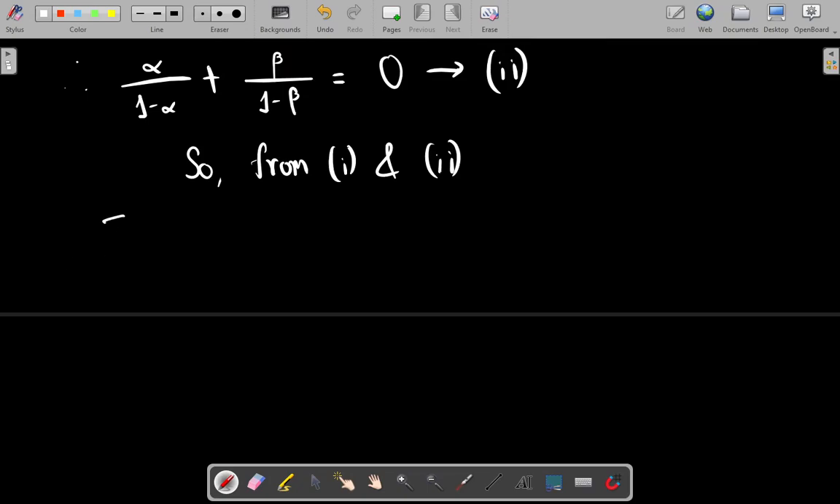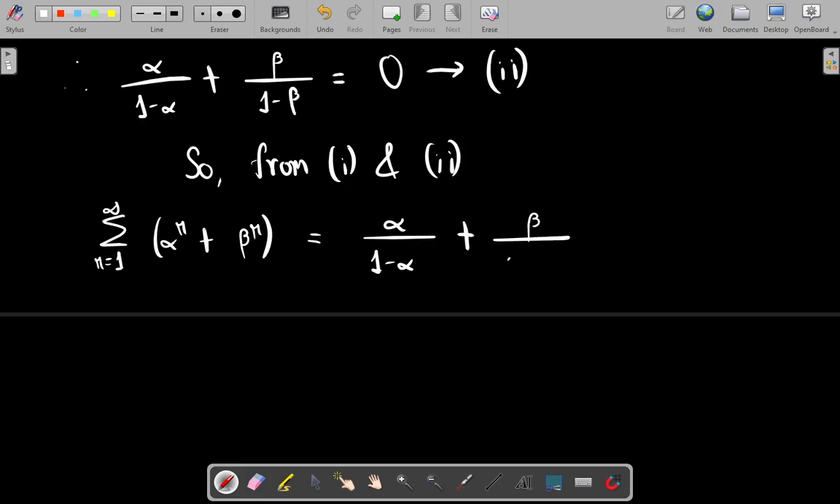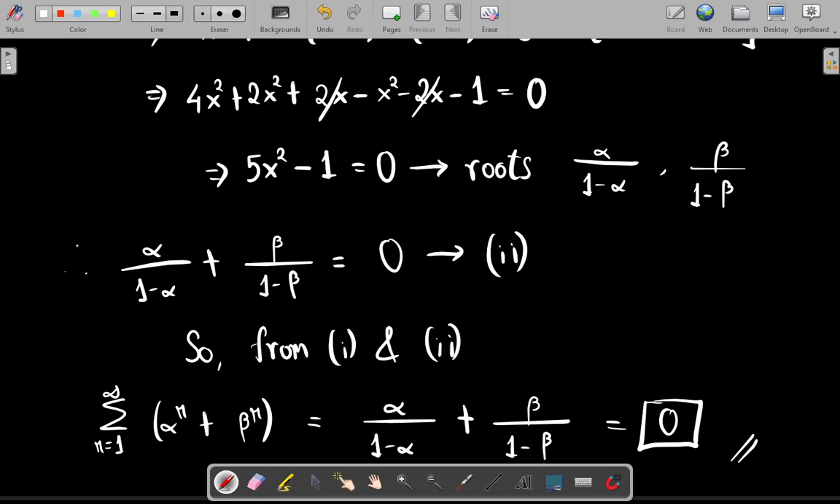So we can conclude that the summation as r goes from 1 to infinity of alpha raised to the power r plus beta raised to the power r, which was equal to alpha upon 1 minus alpha plus beta upon 1 minus beta, is equal to 0. This is the required final answer. So this was a very interesting question. Thank you.